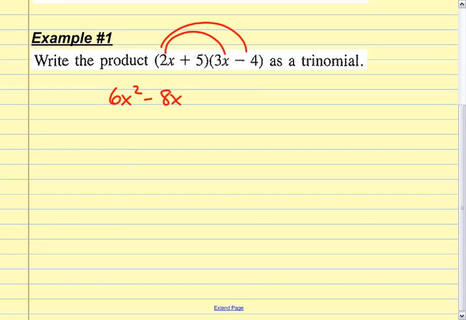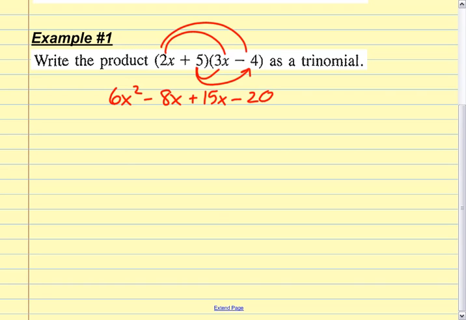Then it would be 5 times 3x, plus 15x. Is it squared? No, it's not, because this one doesn't have an x. Okay, and then what? Minus 20. Okay.